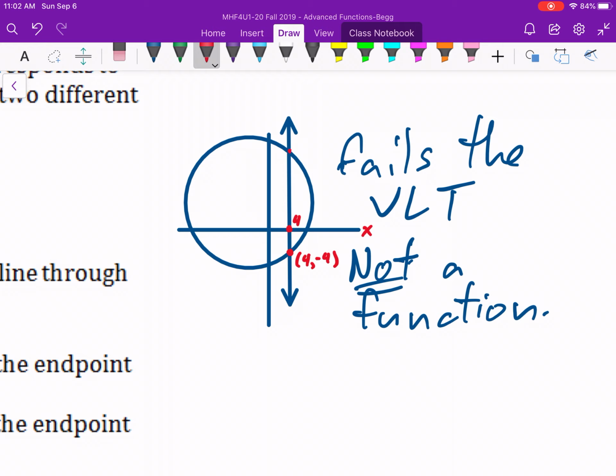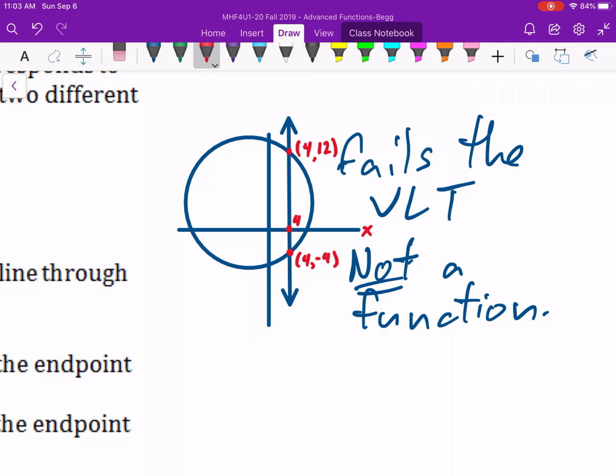But it has another one up here. We would have 4 and, I'm just estimating here, maybe that is 12. So that one x value of 4 has got 2 different y values associated with it. That's what makes it not a function.